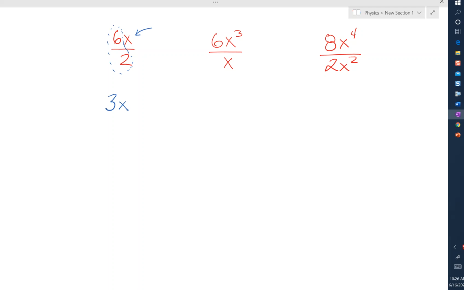Now it's the middle problem. It's 6x cubed divided by x. So the first thing I notice is I go to divide my numbers out, and there's nothing on the bottom. Well, there's a coefficient of 1 right there. We just don't always write it. So if you don't see a coefficient in front of the x, it's a 1. So I do the same thing. Top number divided by bottom number. So 6 divided by 1 is 6.